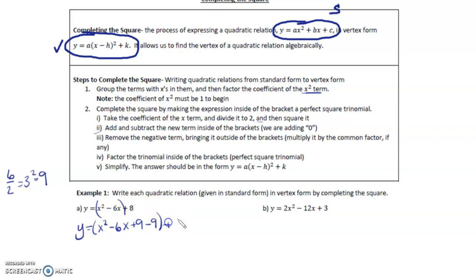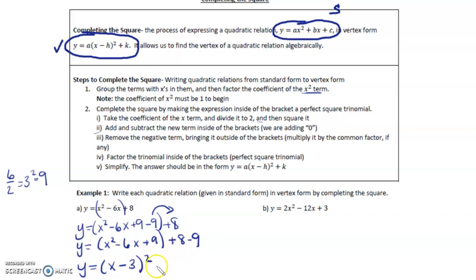Okay, and then just bring down the plus 8. As you can see, plus 9 minus 9, that's just adding 0. What we're doing is we're doing this in order to make this equation look a little bit differently, but it's algebraically equivalent. Okay, number 3, remove the negative term. So we're going to bring that negative 9 outside of the bracket. We're left with a trinomial inside of the bracket which we have to factor, and then we're left with plus 8 minus 9. So when we factor this trinomial, we get (x minus 3) squared, and then when we simplify plus 8 minus 9, we get negative 1.